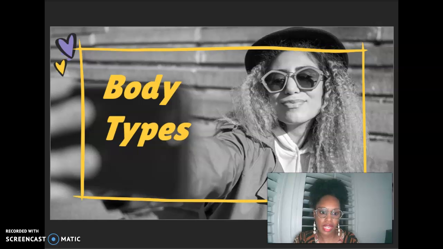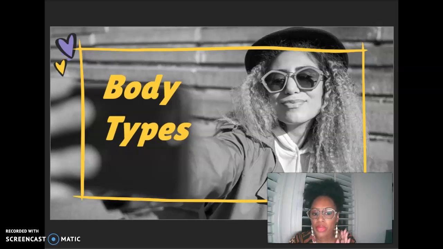So if there's something that they don't like, we're going to accentuate the things that they do like, and we're going to, I don't want to say cover, but we're going to make them feel comfortable with the things that they don't like. So that's why it's really important for us to be able to explain these different types.